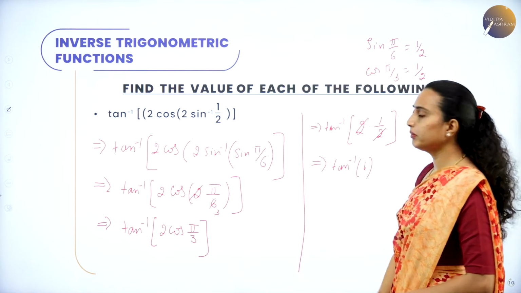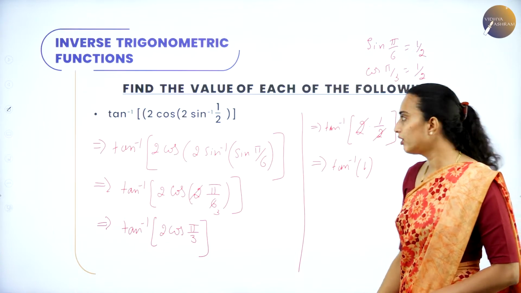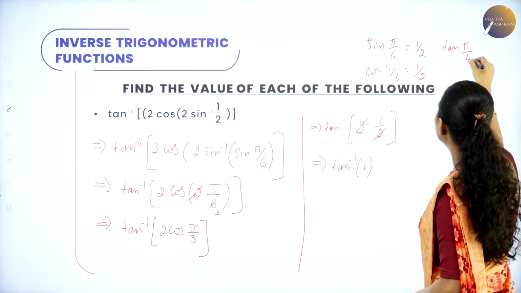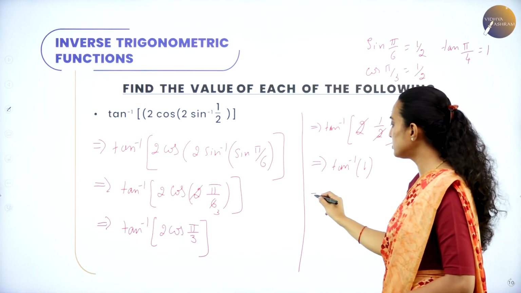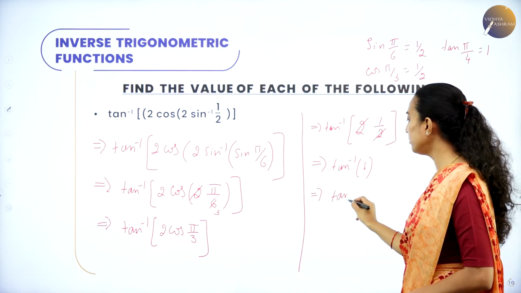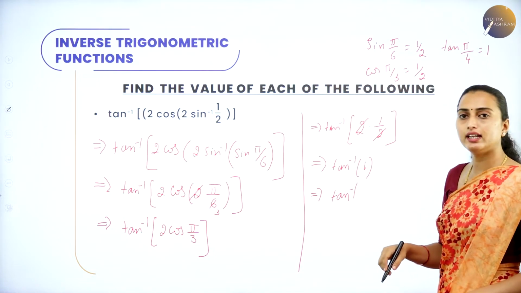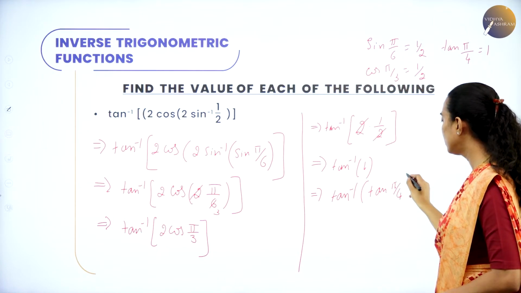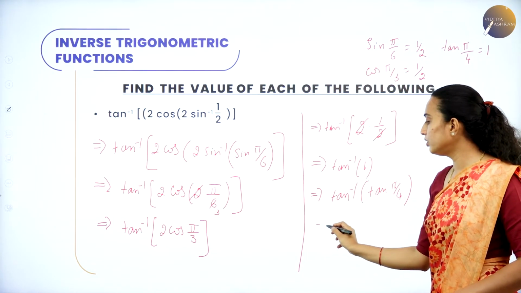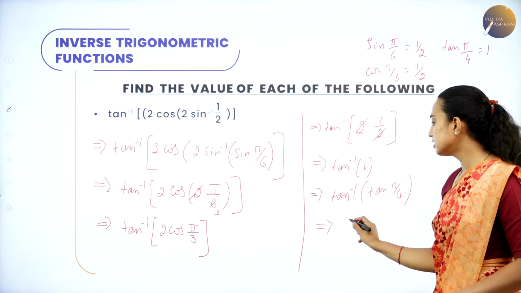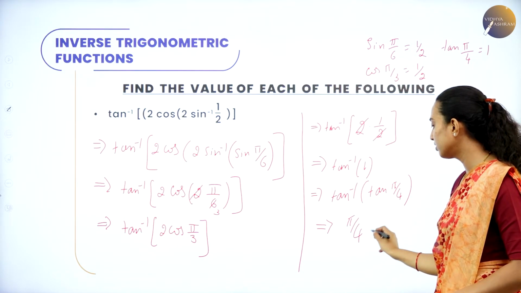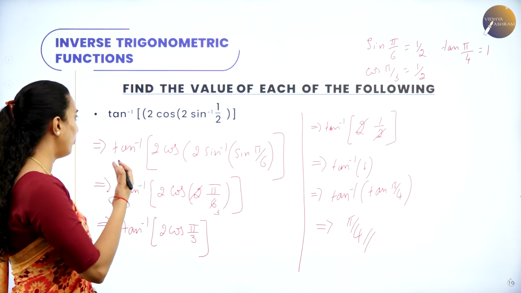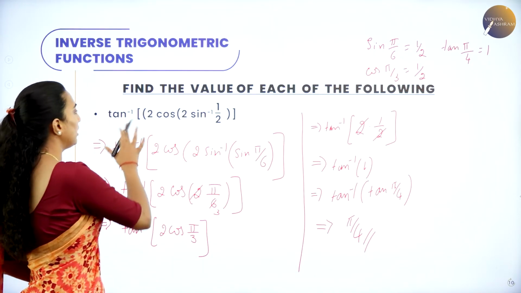Correct? Now, 1 can be written as what? Tan pi by 4, tan 45 degree. Correct? Tan pi by 4, which is 1. Therefore, I am going to substitute that: tan inverse of tan pi by 4. Why am I writing so? Because I can cancel tan and tan inverse. So, therefore, tan inverse will go. You are going to remain with the answer as pi by 4. This is your answer, the value of the given problem.